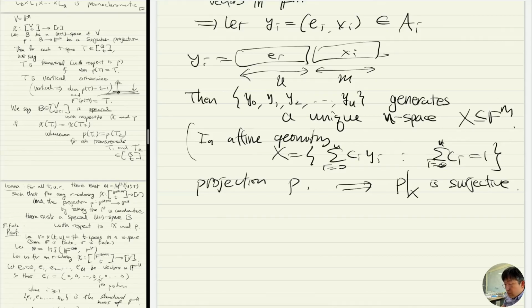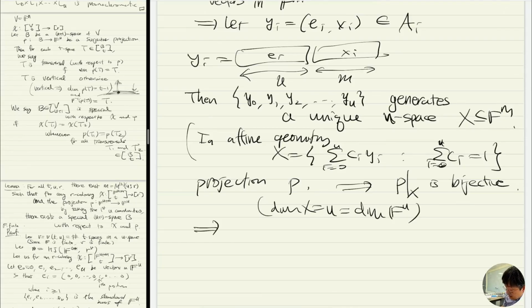But X has dimension U. So it's actually injective too. So actually we can say it's bijective. The dimension of X is equal to U, and this is equal to the dimension of F^U. So it's bijective.